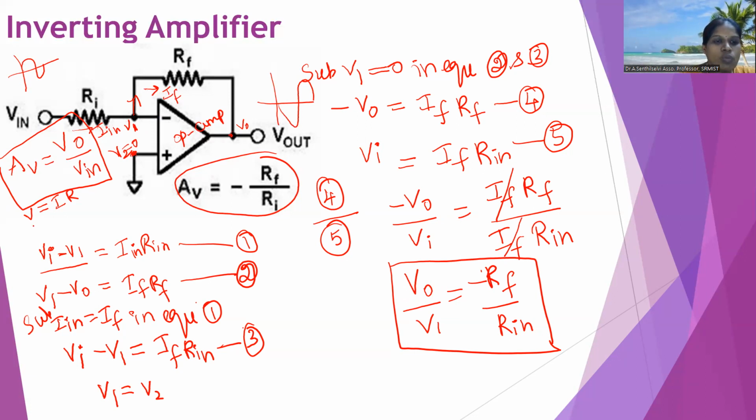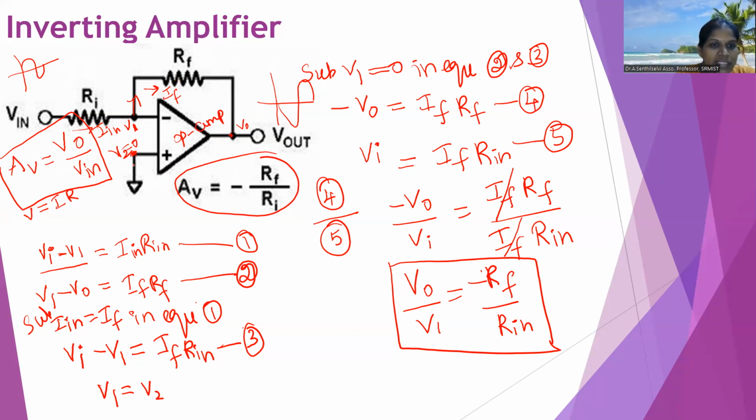So here we use Ohm's law. According to Ohm's law, on the input side we have V in minus V1 equal to I in R in. In the same way, V1 minus V out equal to I F R F. The same current I in flows through R F, that is I in equal to I F. Hence we substitute I in equal to I F in equation 1. Equation 1 becomes V in minus V1 equal to I F R in. And we know that in the ideal operational amplifier, V1 equal to V2.